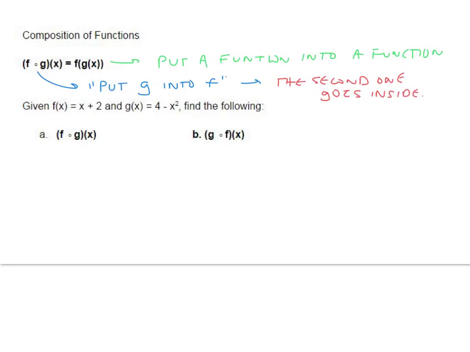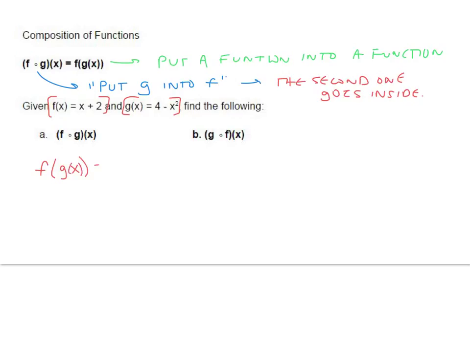Second one goes inside. And so if I'm given f of x is x plus 2 and g of x is 4 minus x squared, if I'm doing f of g of x, let me write f of x. So I'm going to have f of g of x. That's literally what this means.